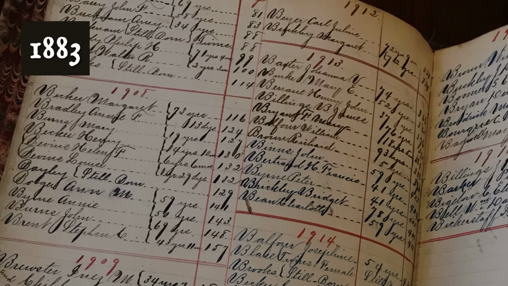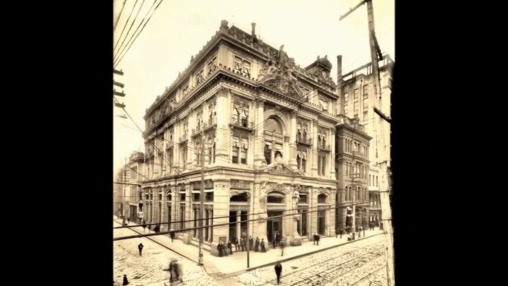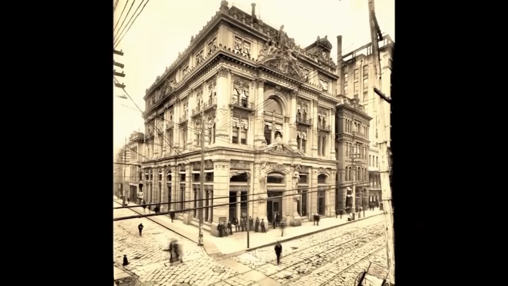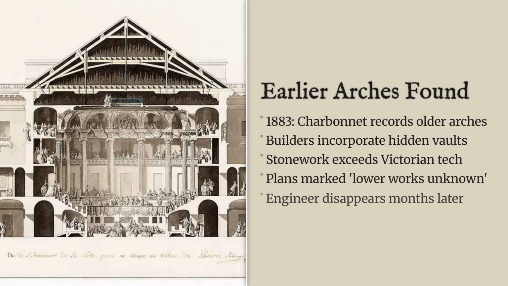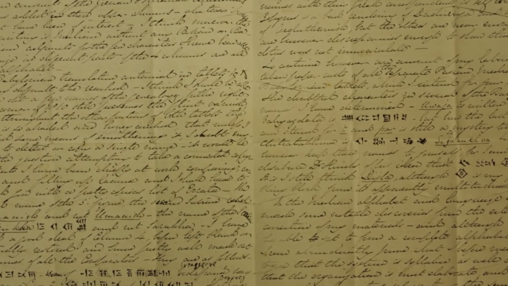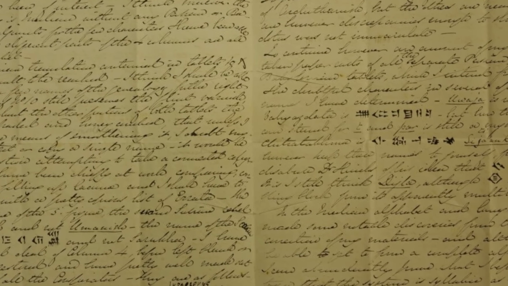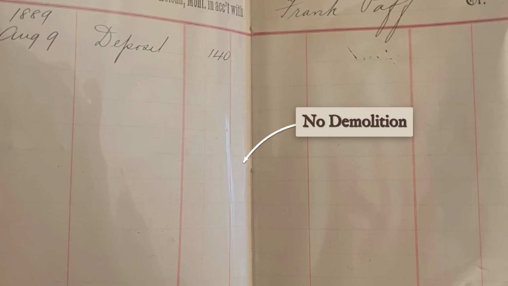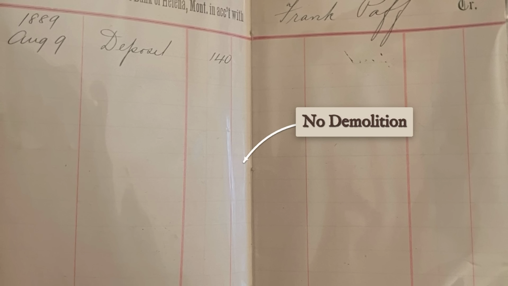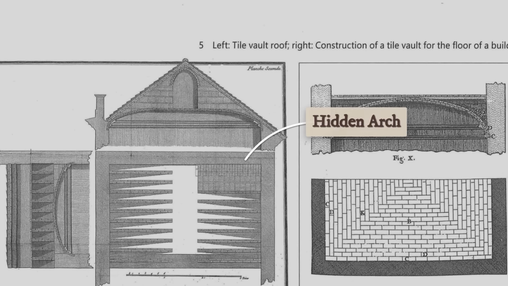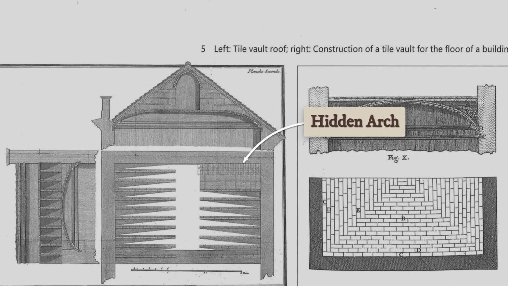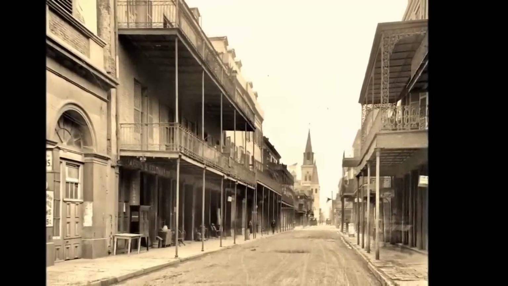I searched for other projects overseen by Charbonnet between 1880 and 1890. He supervised construction on 3 other municipal buildings in New Orleans, all showing similar notations: foundations encountered, existing vault incorporated, lower works of uncertain date. Each project's budget included line items for excavation and clearance, but nothing for demolition or removal of pre-existing structures. The pattern implied builders consistently found older infrastructure and built around it rather than removing it. The pattern repeats across projects.